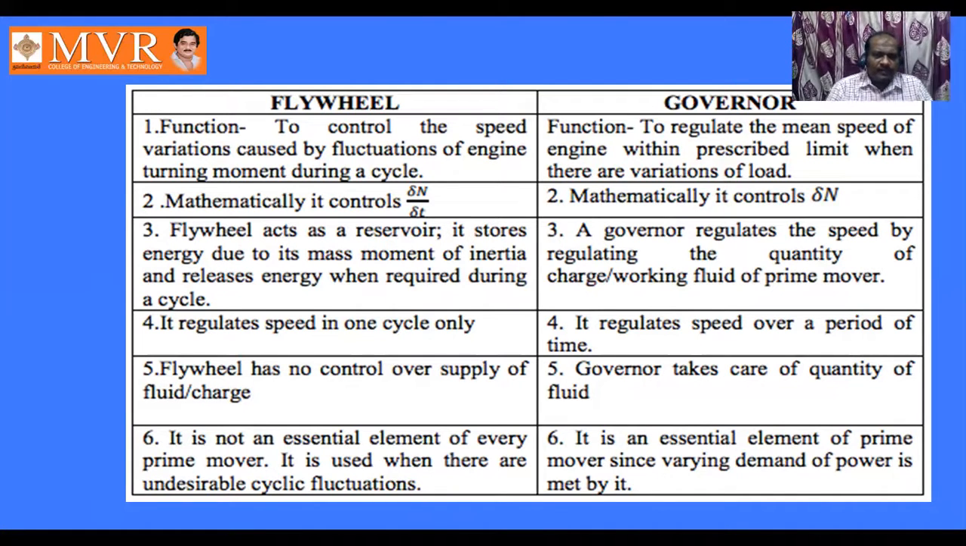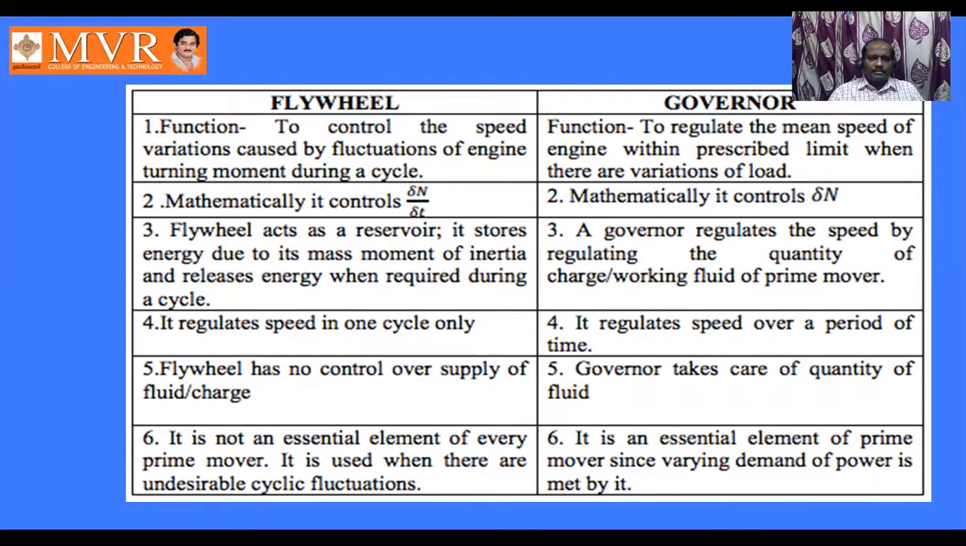Next, the fourth one. It regulates speed in one cycle. So what is a flywheel? Flywheel regulates speed in one cycle. It regulates speed over a period of time. Fifth point, flywheel has no control over the supply of fluid or charge. So flywheel continuously rotates only. It does not control the fuel supply, either decreasing or increasing. Governor takes care of the quantity of fluid, that is the charge that is supplied to the engine.